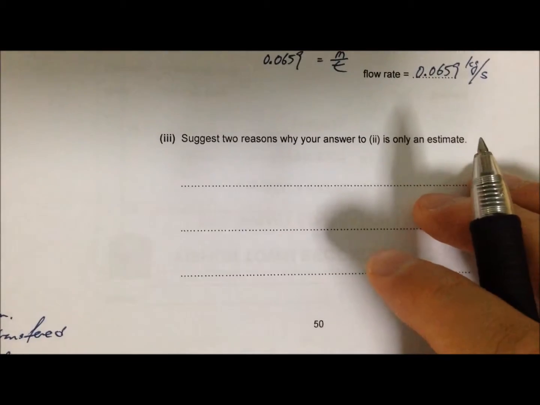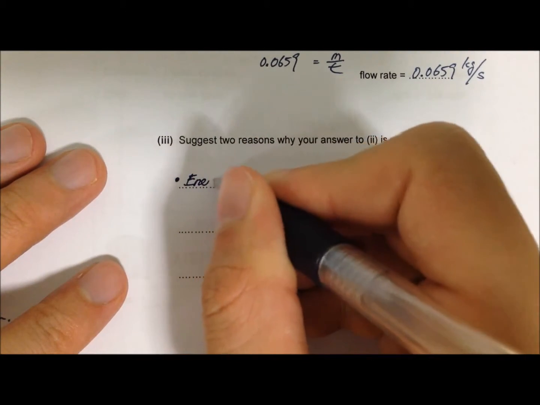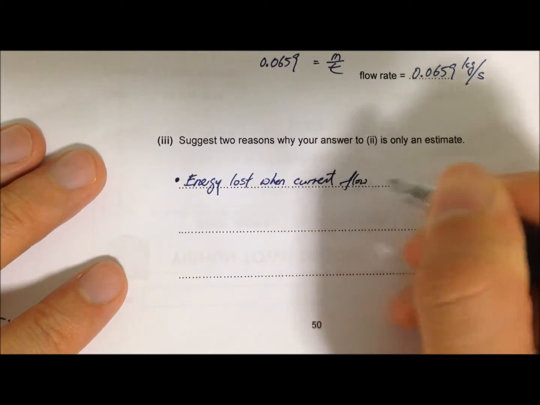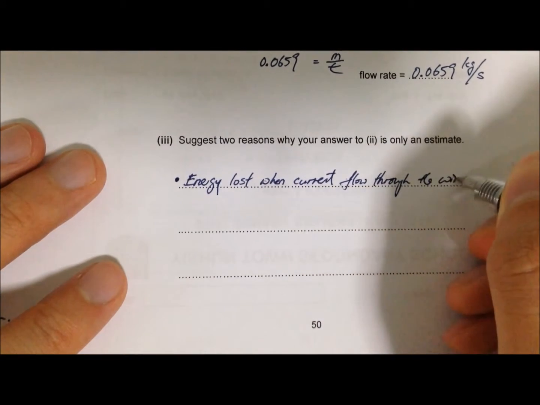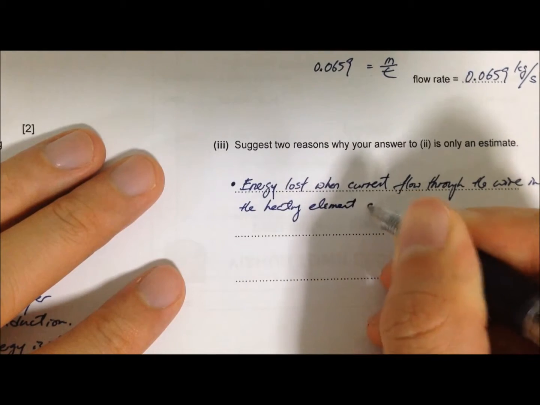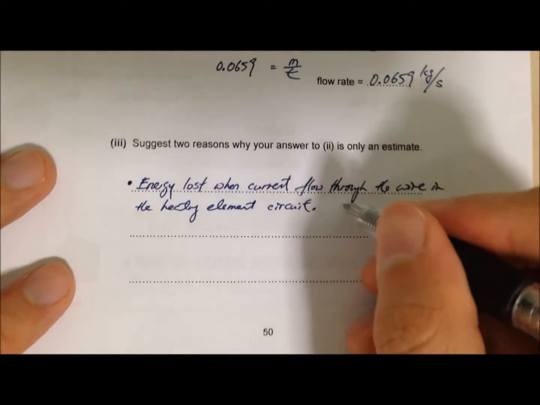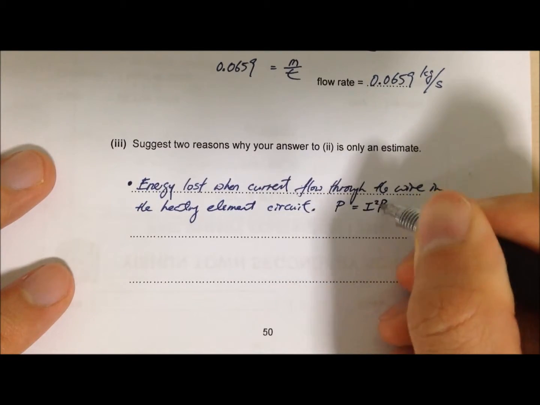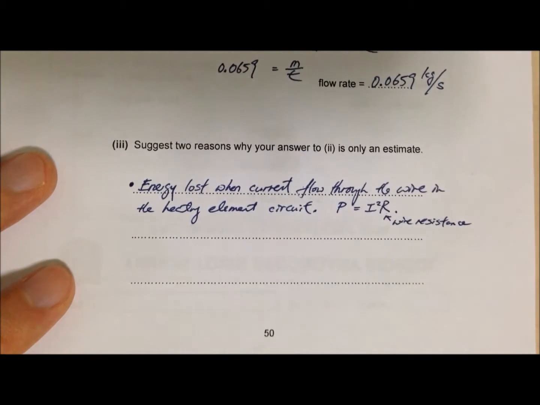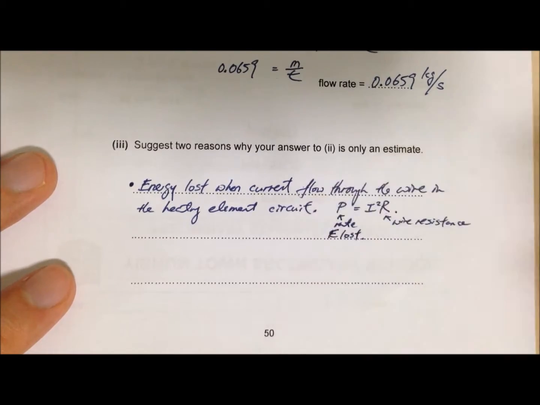So state the two reasons. Think about it, then you state. First, energy lost when current flows through the wire in the heating element circuit. For the sake of this walkthrough, the energy loss is going to be equal to I squared R, where R is the wire resistance. And you can then calculate this rate of energy loss. You can calculate it out.